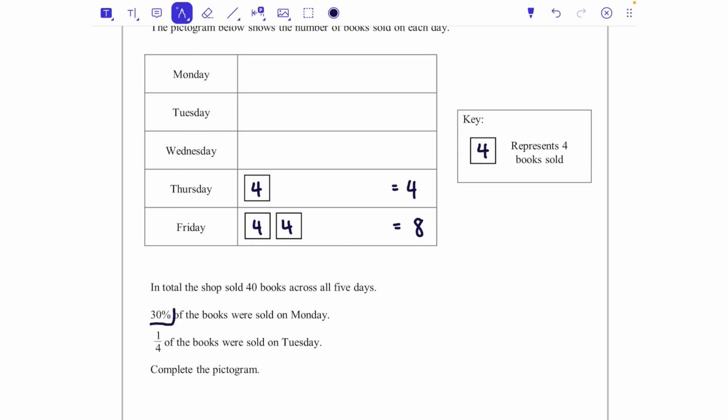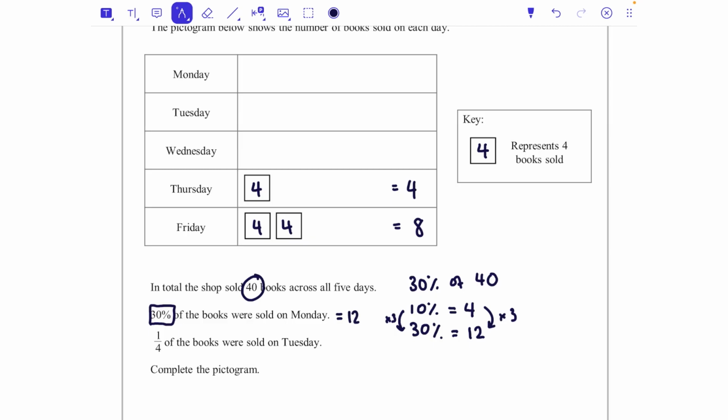Okay, first things first, 30% of the books were sold on Monday, and we know that 40 books were sold altogether. So we need to do 30% of 40. Now the easiest way to do that, we know that to get 10%, we take the value and divide it by 10, because 10% make up 100%. So let's divide by 10, and that would be 4. If 10% is 4, then 30% is going to be 3 of those, and that is 12. We've timesed by 3 to go from 10% to 30%. So we know that on Monday, 12 books were sold.